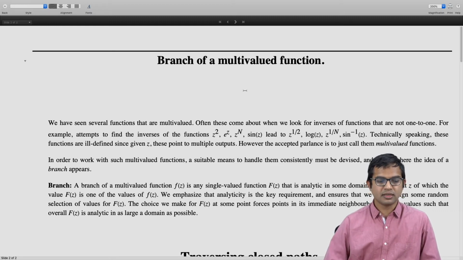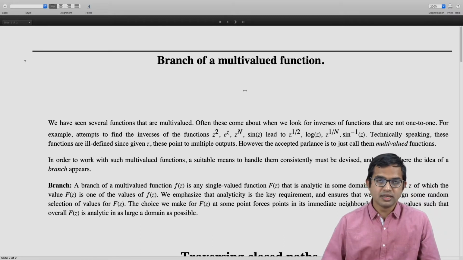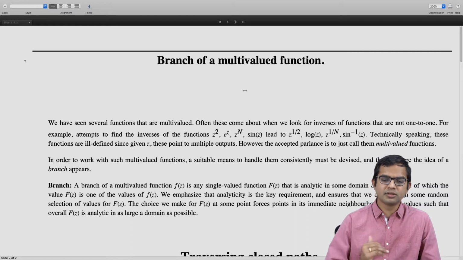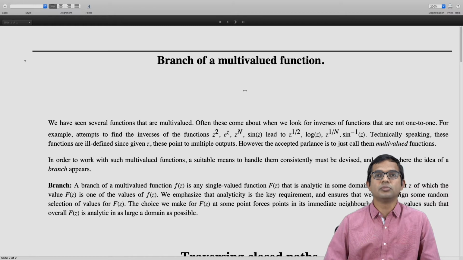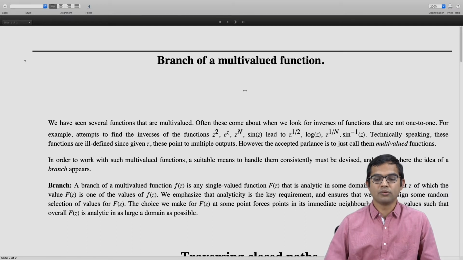So let's define a branch. A branch of a multi-valued function f of z is a single valued function. Inside a branch, a function becomes single valued, like we have already done with the log function. Small log of z is multi-valued, but we looked at capital Log. And in addition to it being single valued, we would also like it to be analytic, right? It's a very important property that we want to retain. So we don't want to assign unique values to capital F of z in some arbitrary way. If you do this, then you're not going to keep the analyticity of f of z.